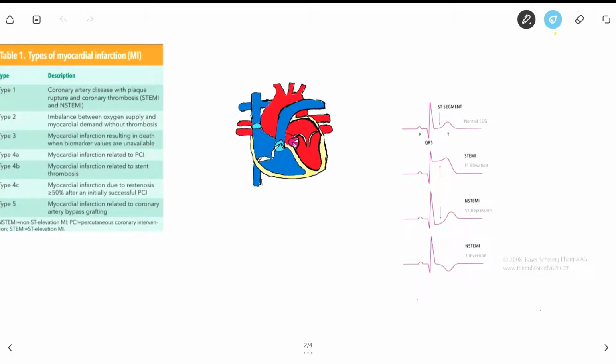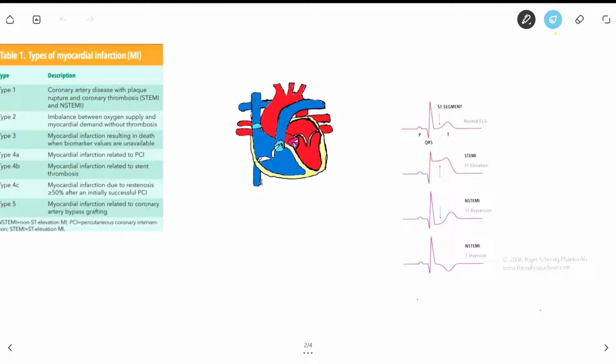Type 1 myocardial infarction is very common, and this is normally your typical example of a heart attack. If you ask someone what a heart attack is, they're most likely gonna give you a description of type 1. Type 2, type 3, type 4A, type 4B, type 4C, and type 5 myocardial infarctions are way less common than type 1. So many people don't know a lot about type 2, type 3, type 4A, type 4B, and the remaining types.